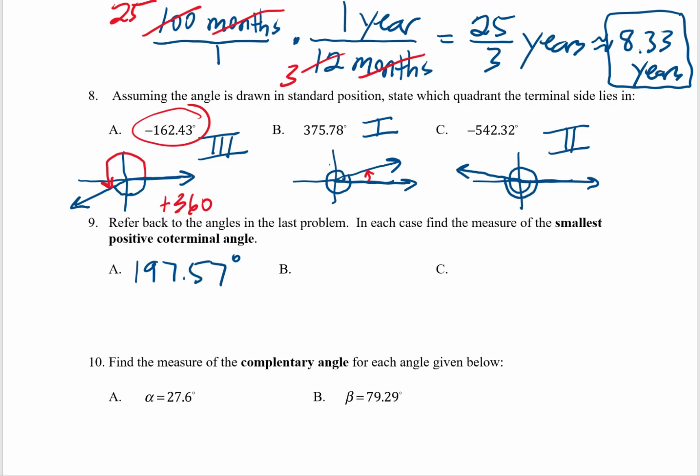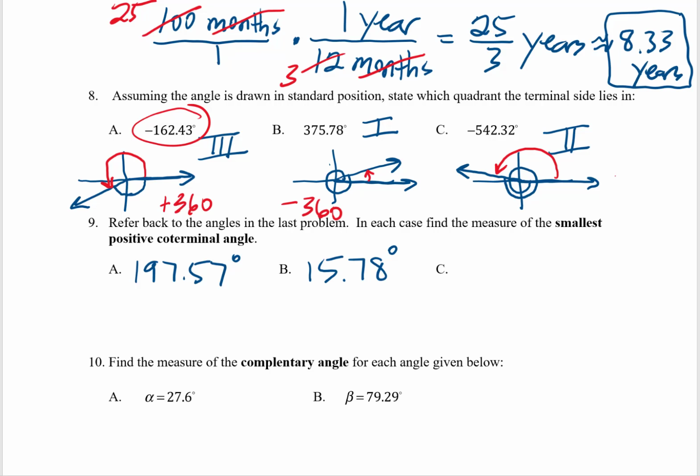In part B, the angle I'm looking for is this tiny angle right here. Remember, I can add or subtract 360s. In this case, because the number is so high, I can still obtain a smaller positive value by subtracting 360 from the number given. If you do that on your calculator, you're going to end up with 15.78 degrees.